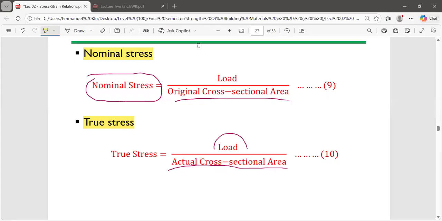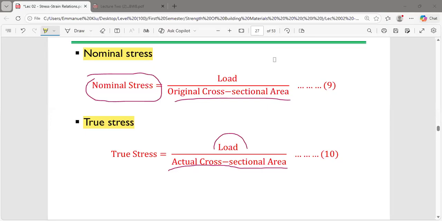Okay, Nana Ofori, please kindly unmute yourself. You have a question. Good evening, sir. Sir, please, I want to know the difference between the original cross-sectional area and the actual cross-sectional area. All right.